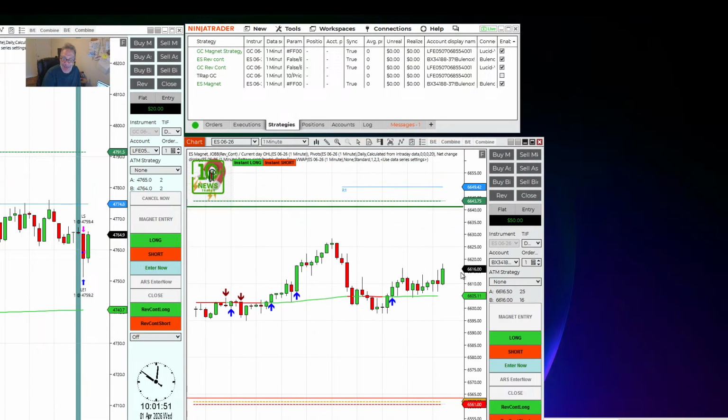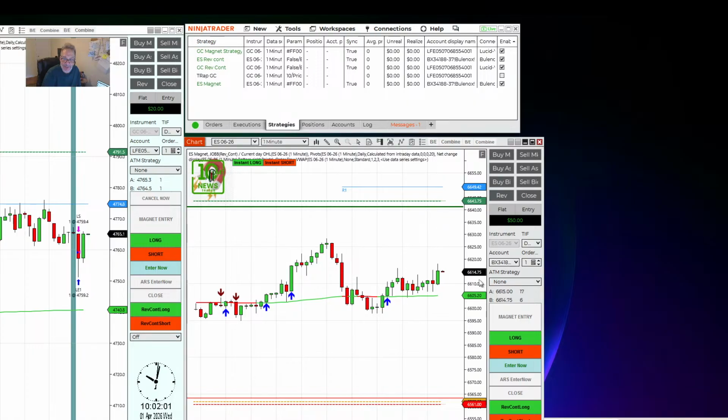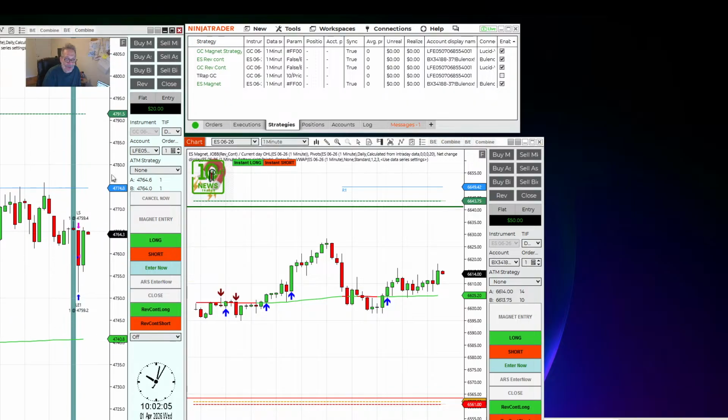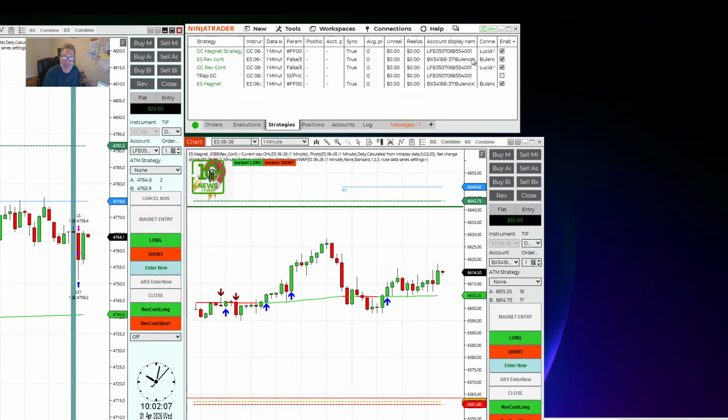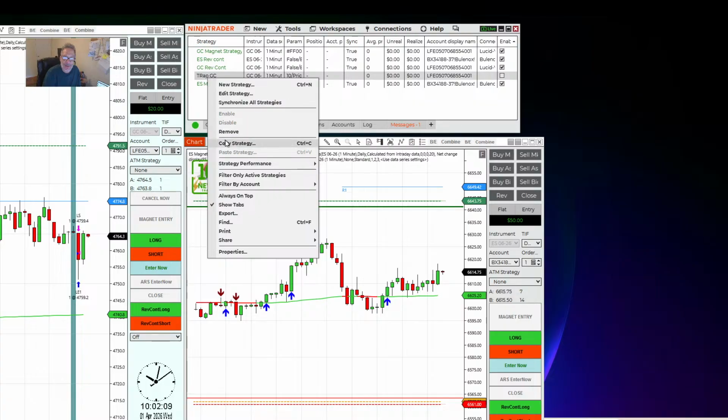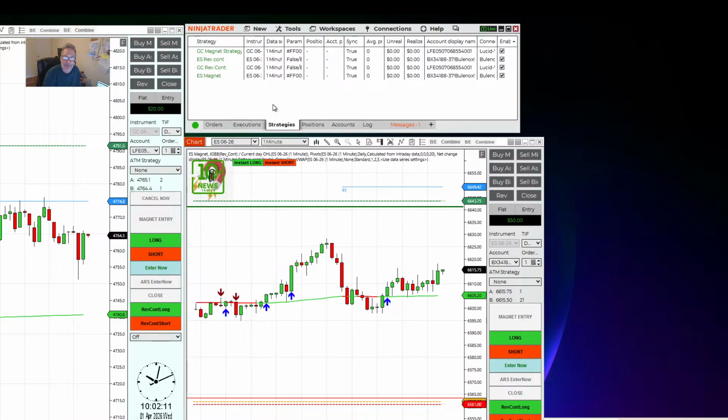So waiting now, maybe. The ES is too far away for the trap. It's just too far away for the magnet. I don't think the magnet's going to come anywhere near filling. Gold, we had a tiny, tiny win. You can get rid of the trap to get rid of your lines.